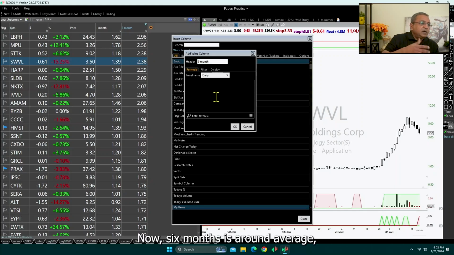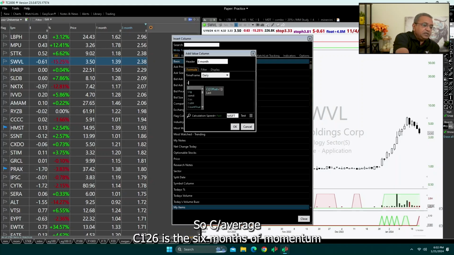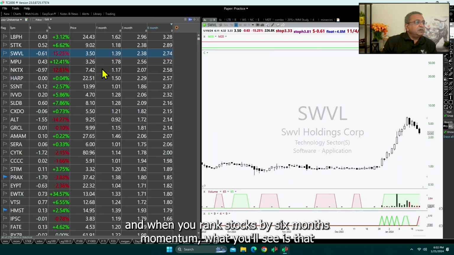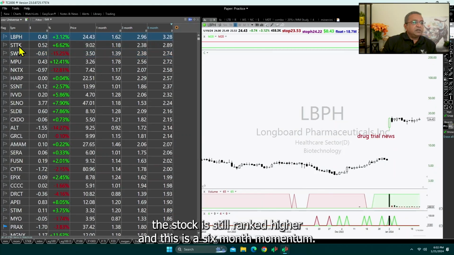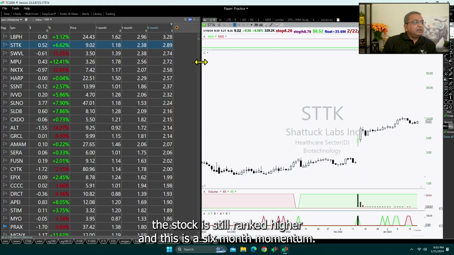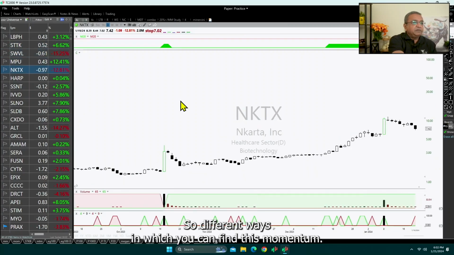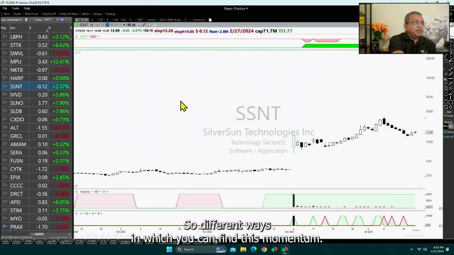Now 6 months is around average around 126 days of trading, right? So by average C 126 is the 6 months of momentum, and when you rank stocks by 6 months momentum, what you'll see is that this stock is still ranked higher, and this is a 6 months momentum. So as you can see, it had a momentum for 6 months, right? So there are different ways in which you can find this momentum.